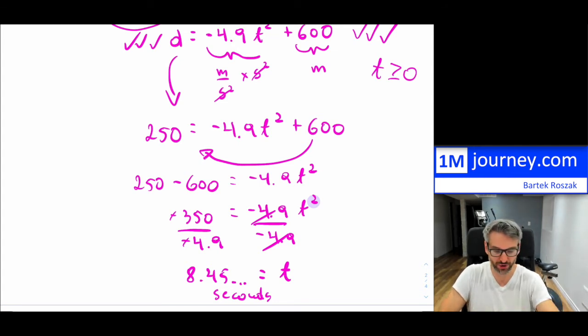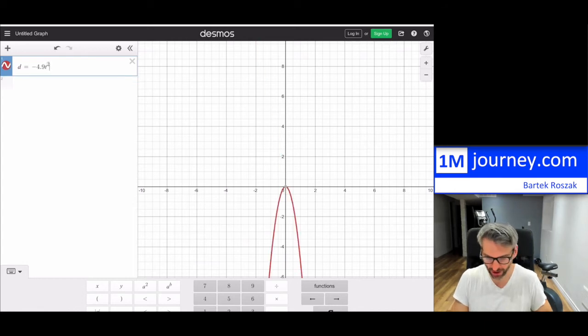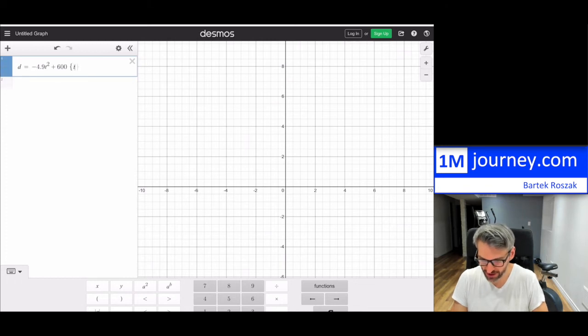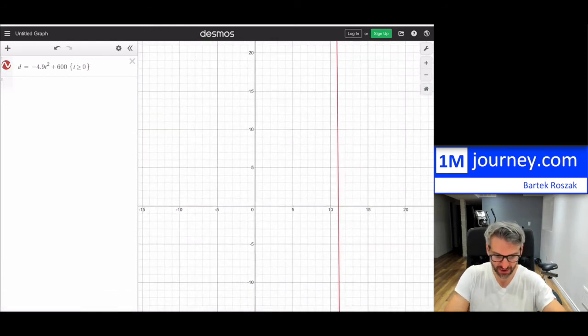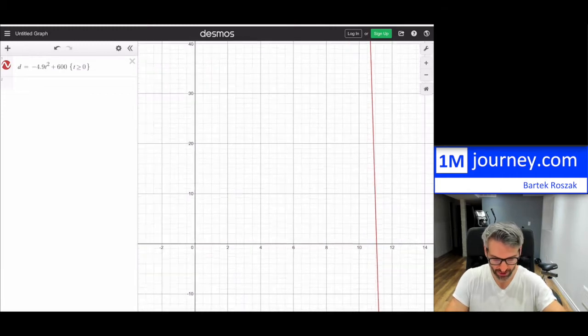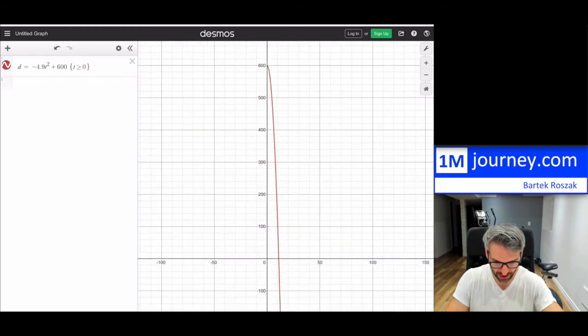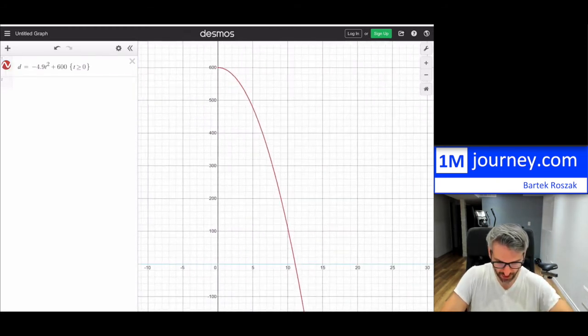So again, if I would graph this out, let me graph this for you. Let's bring back the decimals. So we have distance is equal to negative 4.9 t squared, plus 600. And then don't forget, in this case, t was greater or equal to 0. Let me expand this out and then contrast it. It's going to go from 600, and then span out right there.